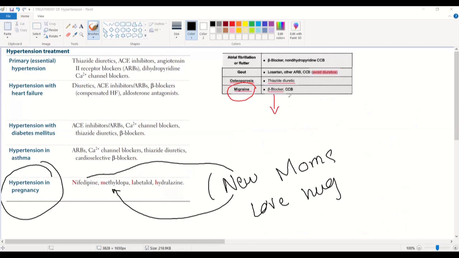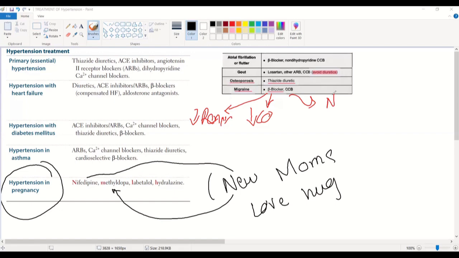So for migraine, beta blockers are used and calcium channel blockers are used, right? How do beta blockers decrease blood pressure? Blocking beta 1, so decreasing the heart rate and cardiac contractility, decreasing cardiac output and decreasing renin release. Calcium channel blockers slow down contractility of the heart, with calcium influx mainly into blood vessels, mainly the non-dihydropyridine calcium channel blockers, right?